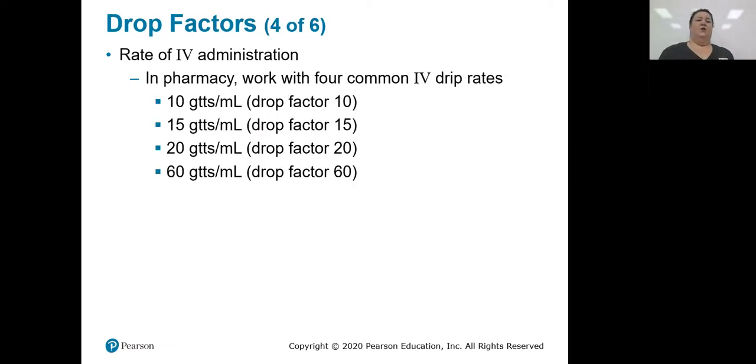So this is just another way of expressing your drop factors. Again, we have those 10 drops per milliliter. It's a drop factor of 10, 15 drops per milliliter is a drop factor of 15, 20 drops per milliliter is a drop factor of 20, and 60 drops per milliliter is a drop factor of 60.